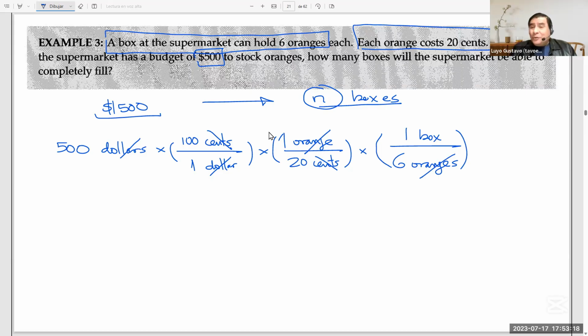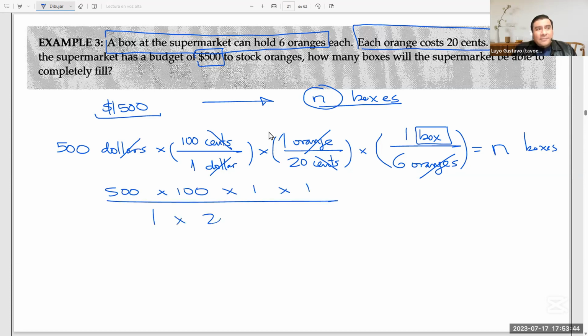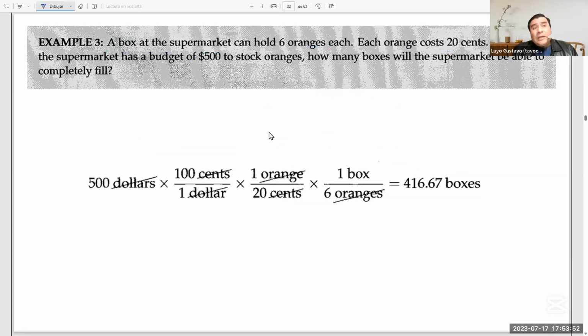And now all I have to do is this product. Now you notice how all the units got canceled and the only unit left is boxes. So this will yield a number of n boxes. And how do I get this n? By multiplying 500 times 100 times 1 times 1 divided by 1 times 20 times 6. This is the value of n. So what is this value? Take a look. The value will be 416.67. This is the exact value of boxes.